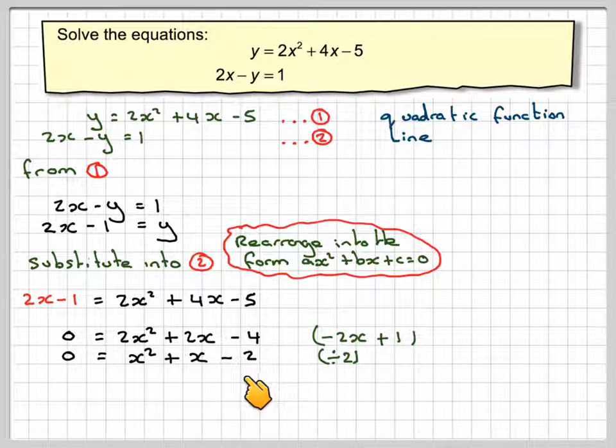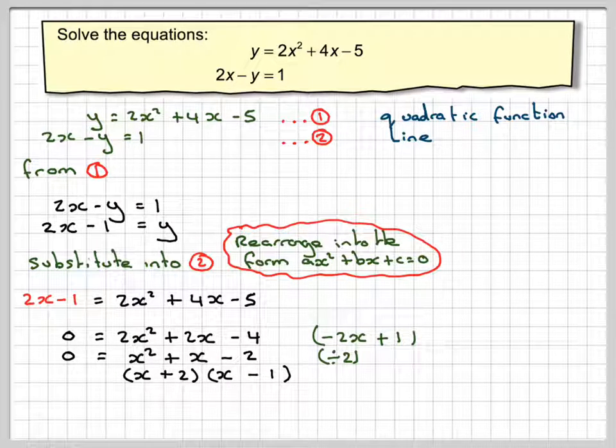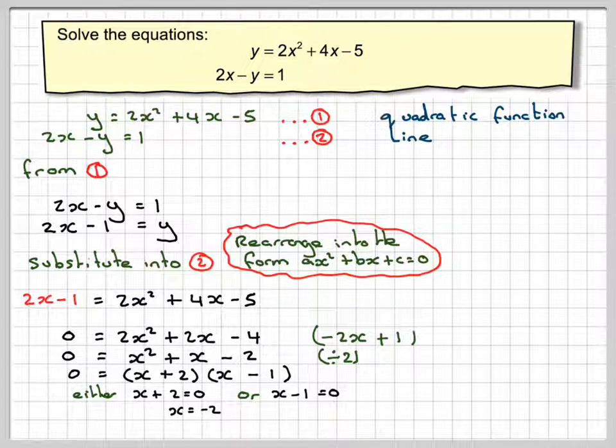We can now solve this using the quadratic formula, the completing the square method, or factorization. It does actually factorize quite neatly. So we've got x and x. The factors of 2 are just 1 and 2, so we want plus 2 and minus 1. If not, you'd have to use the product sum factors method. So either x plus 2 is equal to 0, which gives x is minus 2, or x minus 1 is equal to 0, which gives x is equal to 1.